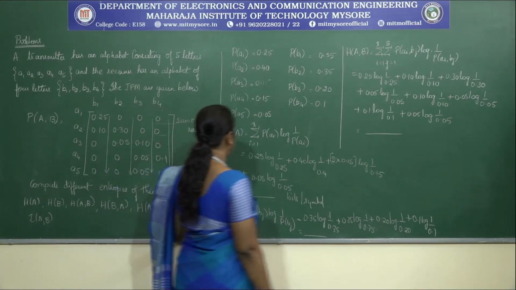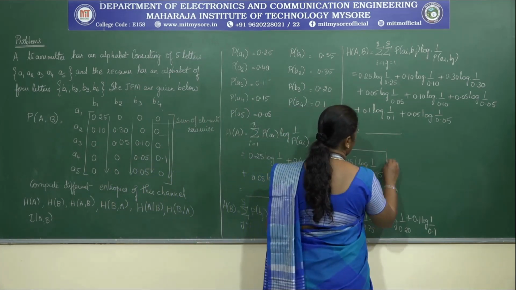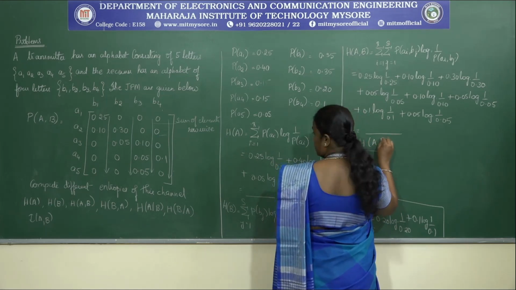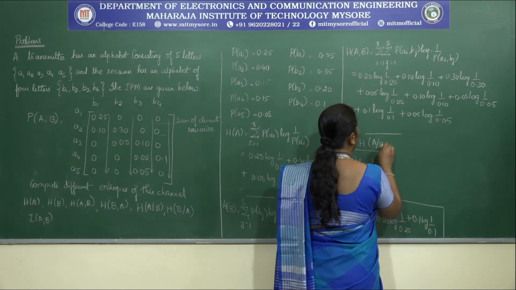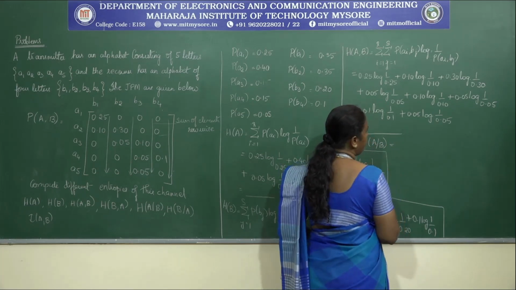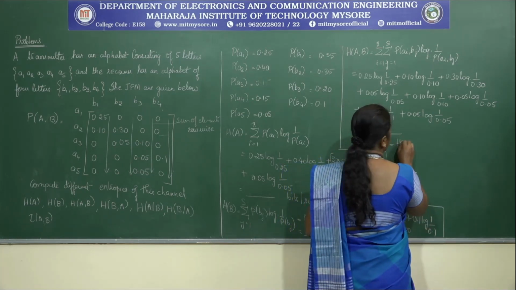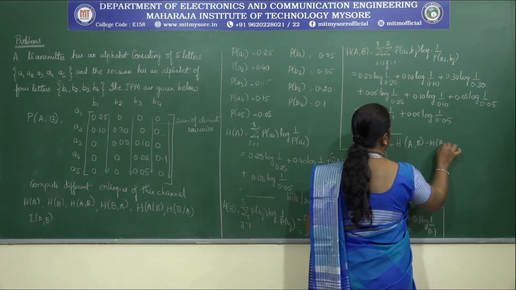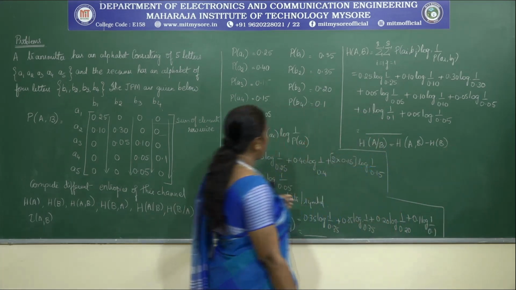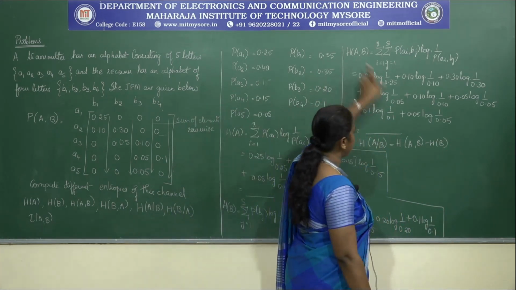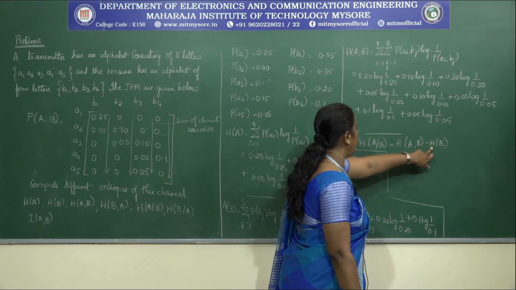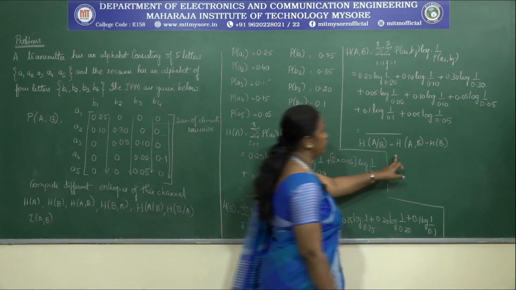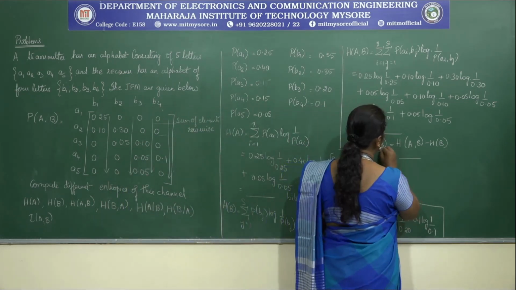So next we need to calculate H of A by B. H of A by B is given by the formula H of A comma B minus H of B. You have calculated H of A comma B, so substitute the value of H of A comma B minus H of B. The value you calculate from here, you substitute here, then you will get H of A by B.